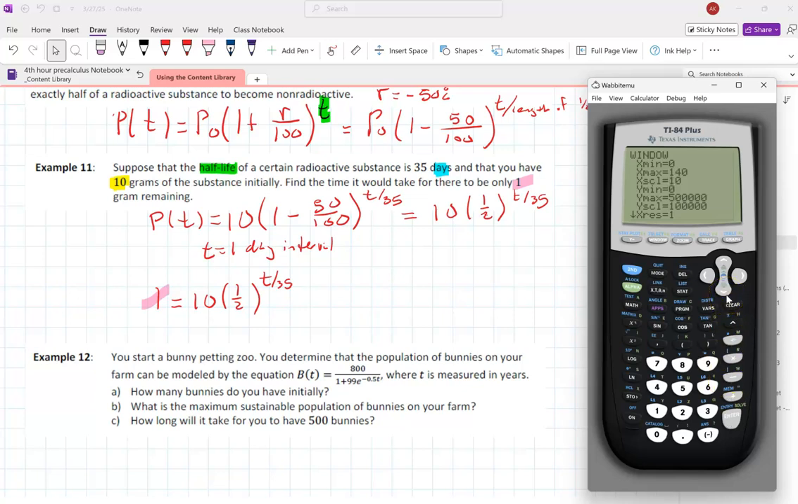Now, the y's are really easy. What's the least amount of radioactive substance I'll end up with? 0, right? Eventually, it'll all go away. What's the most I'll ever have? The 10 at the start. So that's really easy. So I'm ready to go. There's my radioactive decay curve. There's 1. Just find the intersection. Second trace. Intersect command. Enter, enter, enter. And I get 116.3 days.